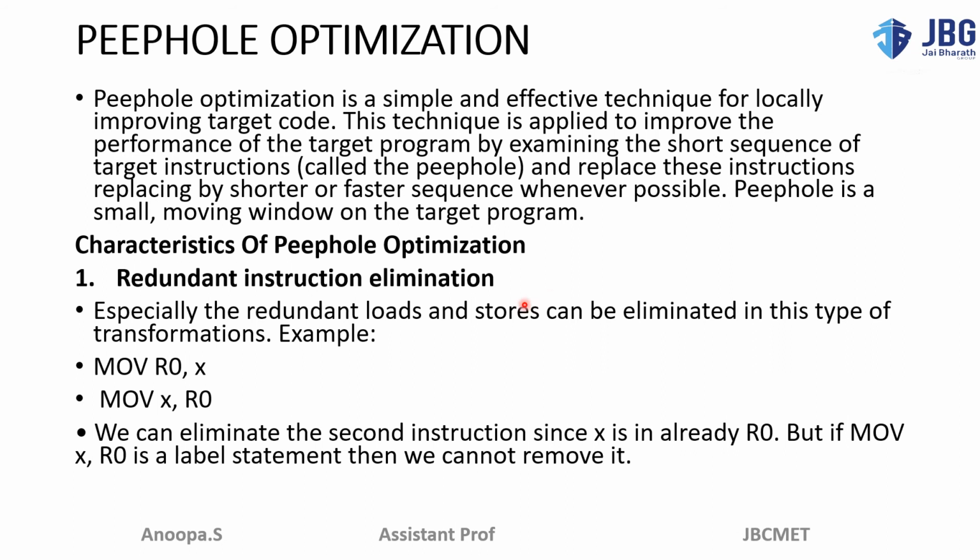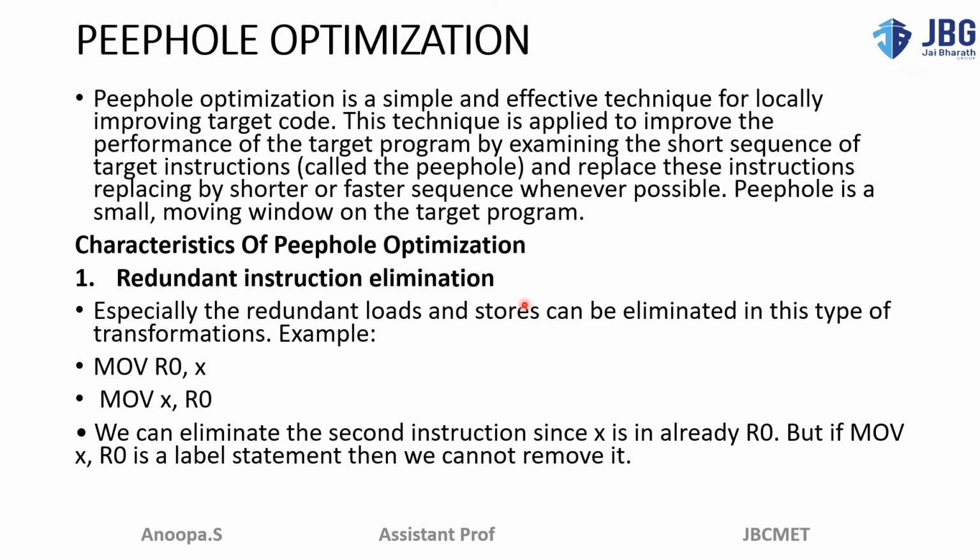Now we will see the characteristics of this peephole optimization. The first one is redundant instruction elimination. From the name itself, we can understand redundant means repeated, right? So if there are some repeated instructions, we can eliminate them. Repeated in terms of logic.